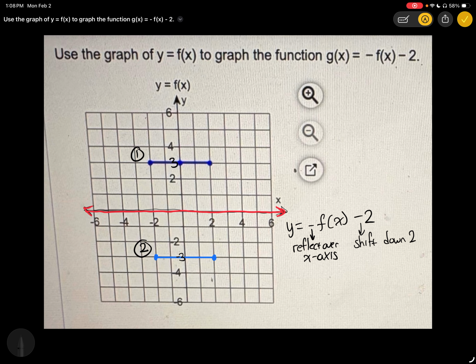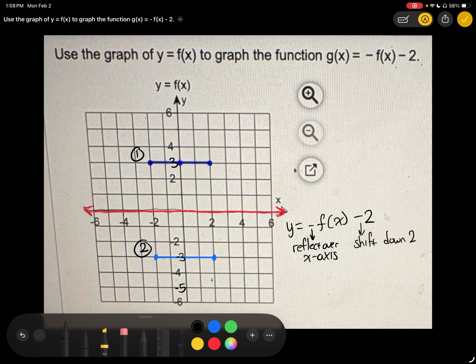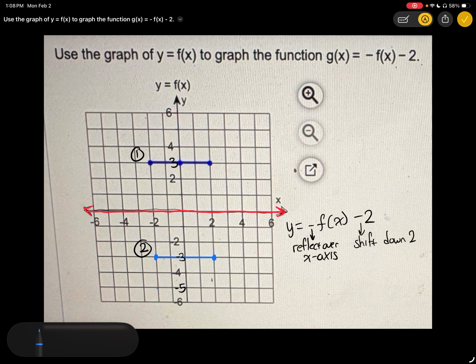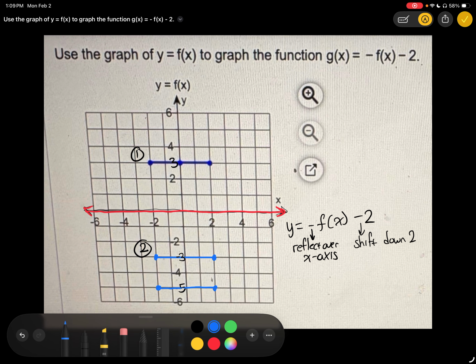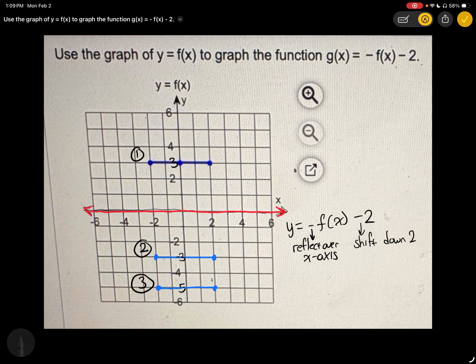And lastly, shift down 2. So literally move our graph down 2 units. So it would now be here. So this is going to be our final graph. So this one at the bottom where the 3 is at is going to be the graph of your new function. We reflected it over the x-axis first, and then we shifted it down 2.